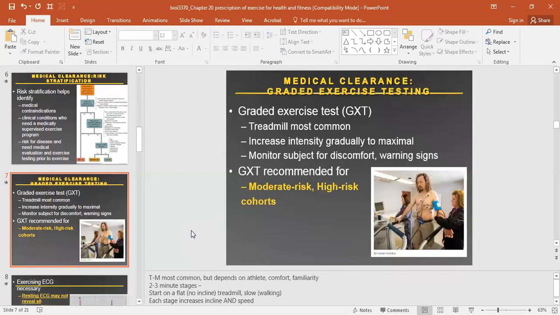So that testing is by way of graded exercise testing. Before an exercise program begins, one of the best things that you can do in terms of obtaining medical clearance is have someone undergo a graded exercise test. So I already have a couple of notes here. TM is treadmill. Treadmill testing is the most common because walking or running is easy for individuals. Everybody can walk and everybody can run. So treadmill testing, because it's walking and running, is just an easy way to test someone because it tends to be comfortable. But it completely depends on the athlete, the comfort of the individual. For example, have they ever been on a treadmill before?